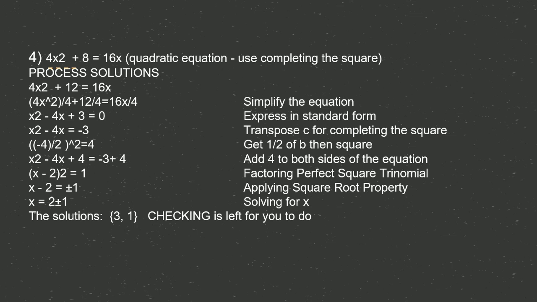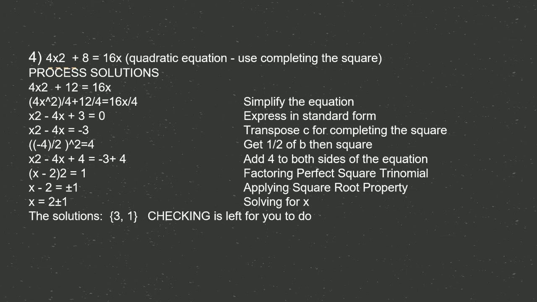Then get 1/2 of b, then square. b is negative 4x, so negative 4 divided by 2 is negative 2. Then 2 to the power of 2 is 4. After, add 4 to both sides of the equation. x squared minus 4x plus 4 equals negative 3 plus 4.